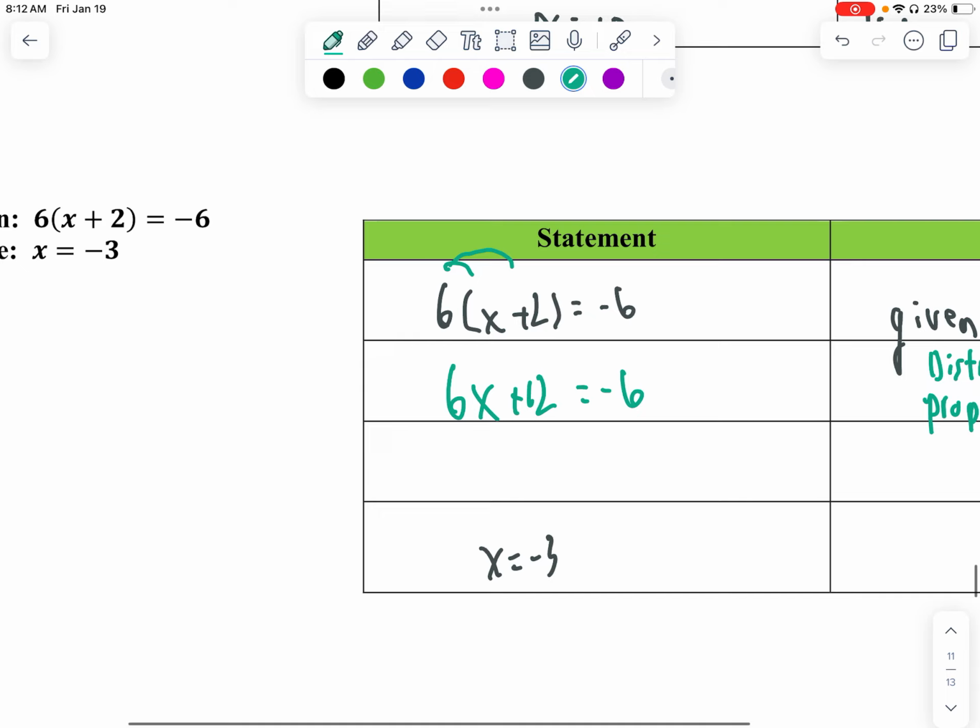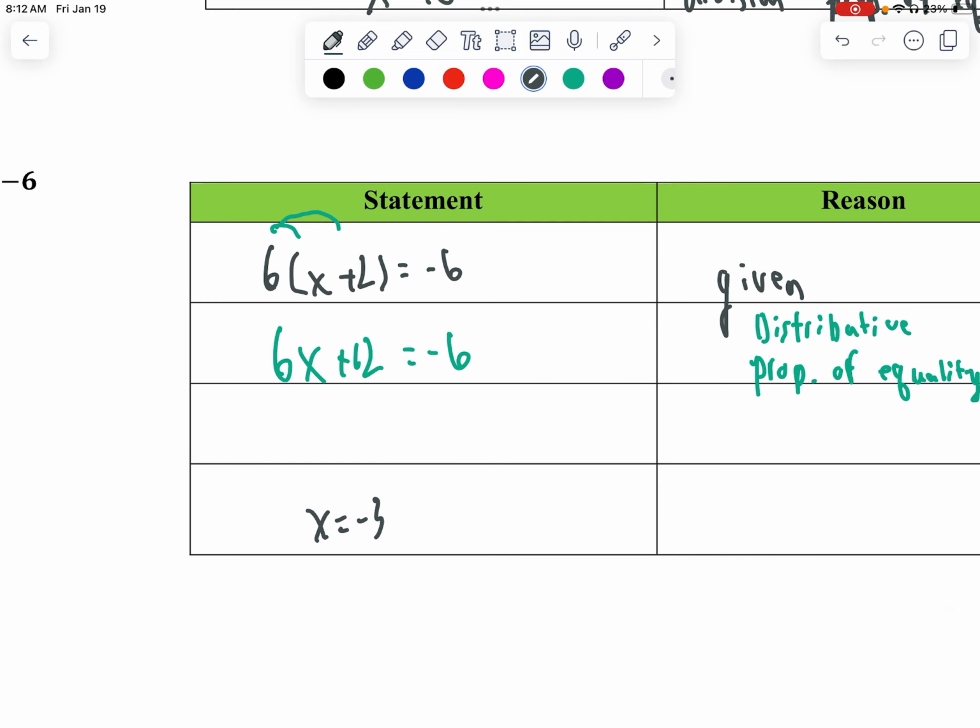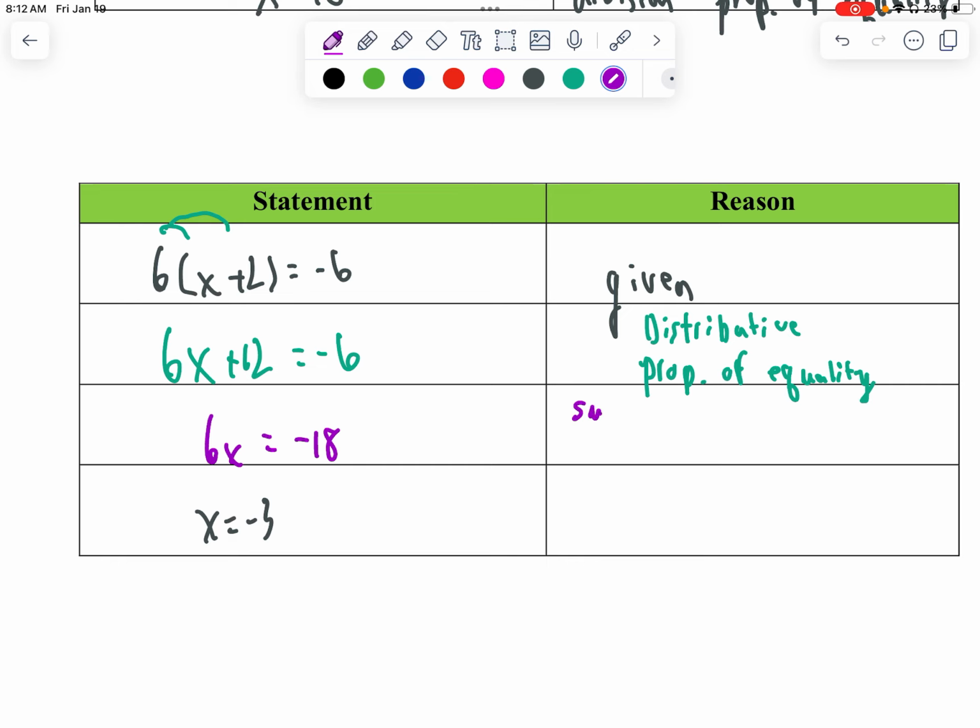Now, if we continue solving like we're used to, we would get rid of this plus 12 by subtracting 12 on both sides, which would leave me with 6x equals negative 18 because we subtracted 12, so subtraction property of equality. And then finally, we would get that x by itself by dividing both sides by 6 to give us x equals negative 3. So our last step would be the division property of equality.